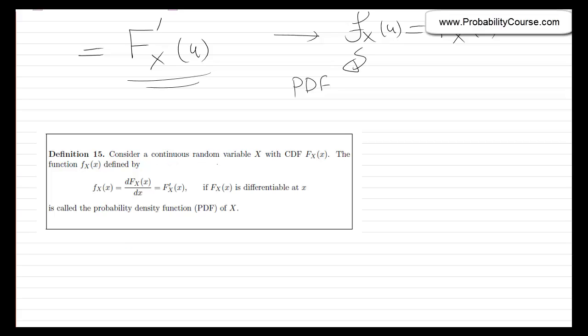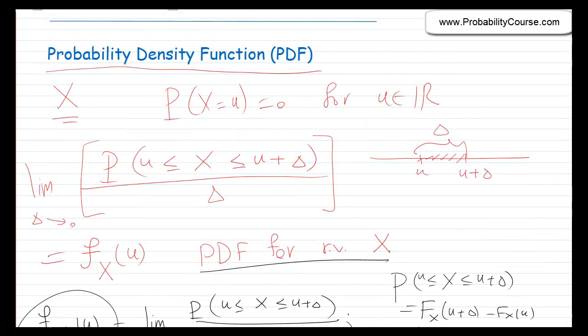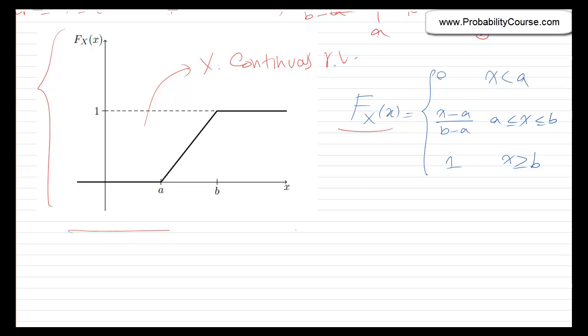So consider a continuous random variable X with CDF F_X(x). Then we define the PDF of X as the derivative of the CDF. Before discussing this further, let's quickly find the PDF for our random variable X that we discussed here. So we have the CDF, and we want to find the PDF.